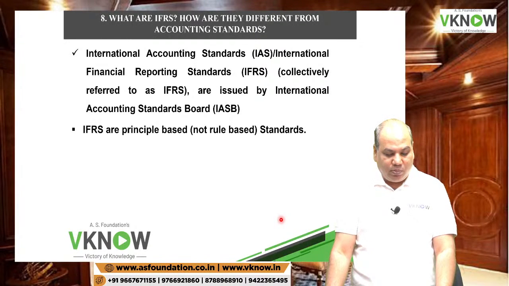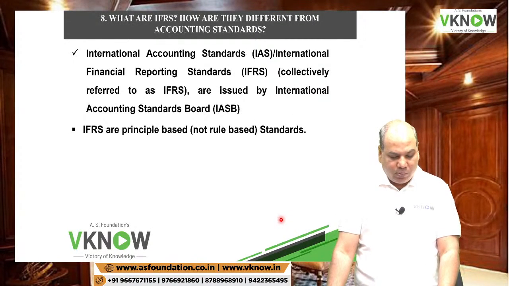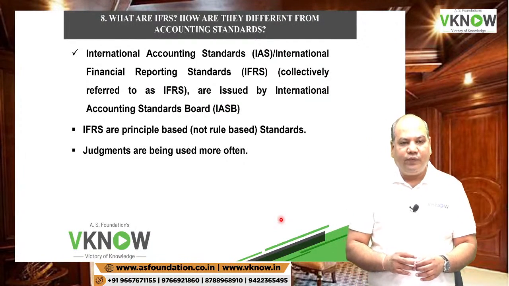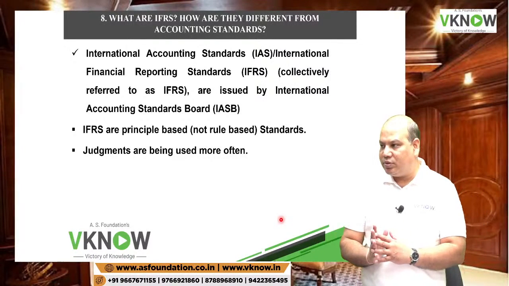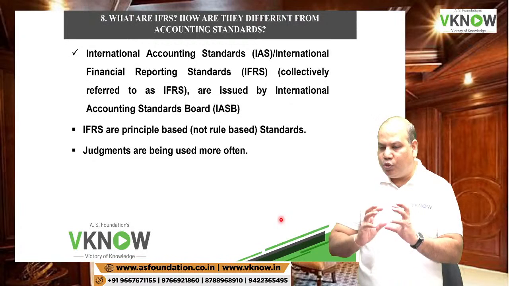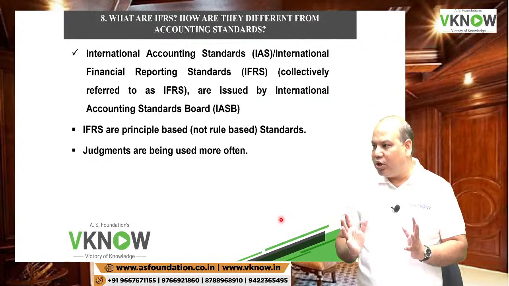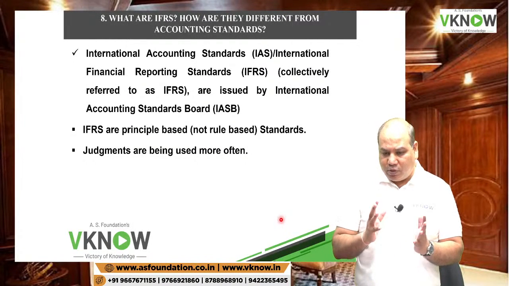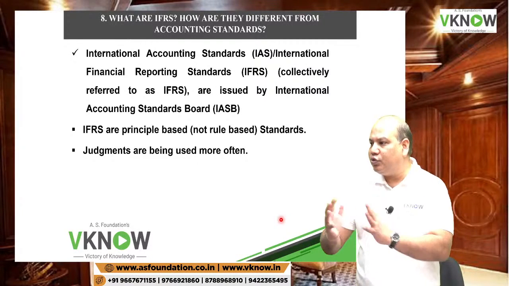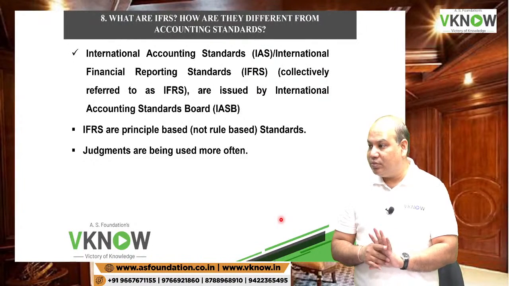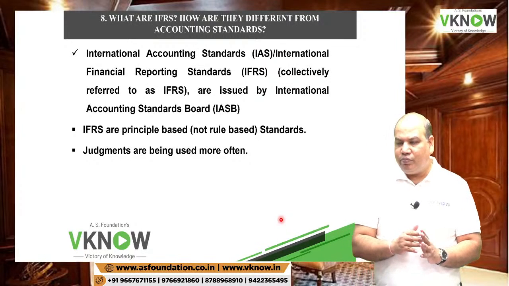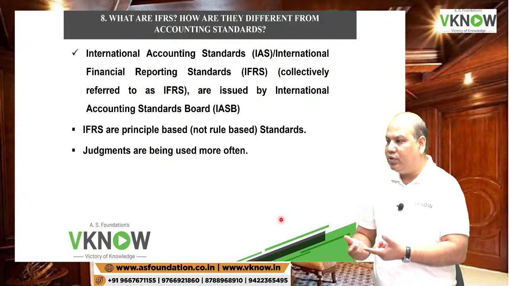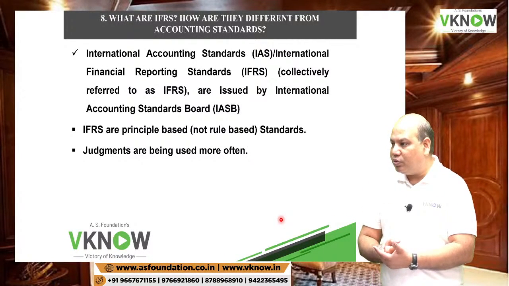IFRS are principle based standards. So one of the important things about IFRS is that they are principle based, not rule based. What is the difference between principle based and rule based? Principle based means they give you a general, broad guideline, like the principle that a PPE should be depreciated over its useful life. Depreciation should be provided so that the depreciable amount is systematically allocated over the useful life. But they will not force some method upon you.